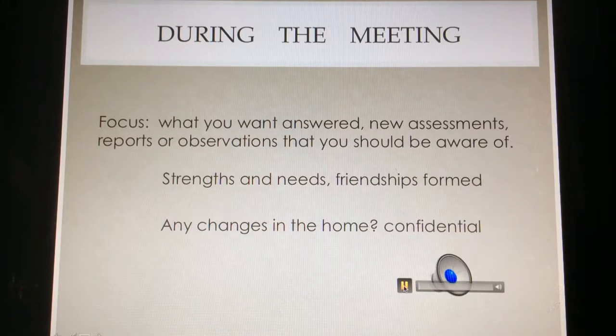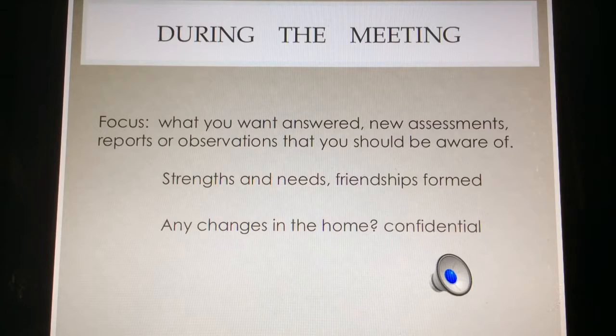Now that you've made it to the IEP meeting, here are some tips. Focus on the questions you want answered. Ask for any new assessments, reports, or observations that the school has done for your child. Ask about your child's strengths in the school, areas of needs or challenges, any information on what the school finds interests the child, and any friendships formed in the school. Socializing is a major factor in the success of a student in the school.